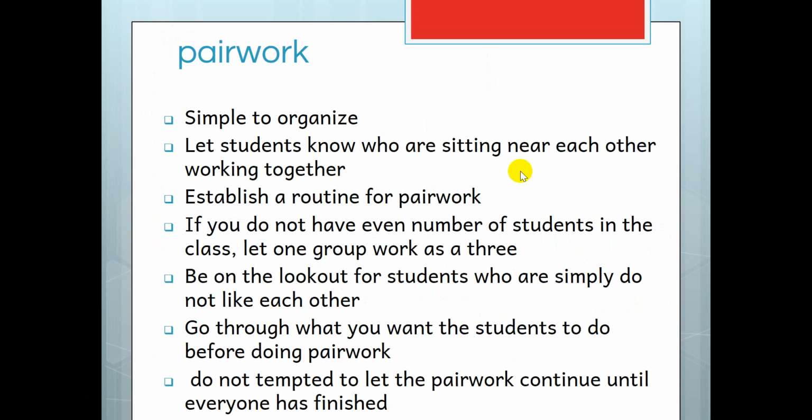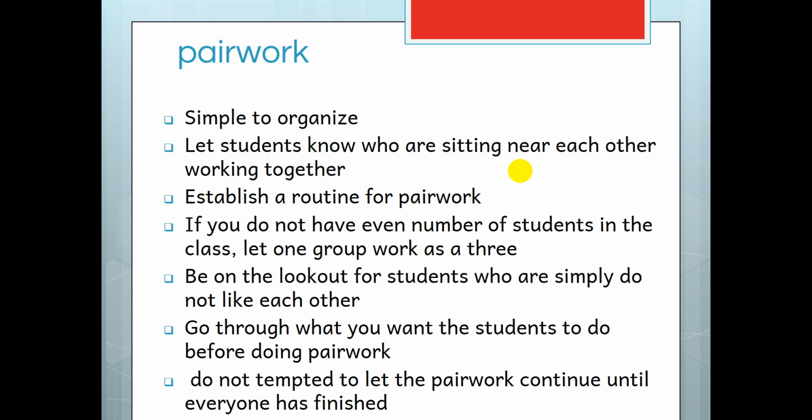If we want to create pair work, usually the easiest one is by pointing to students who are sitting next to each other. But you can also create other methods of pair work. Make sure they know each other. Do not force a student to work together with someone he or she is not comfortable with, or who they don't really know well. So we have to create a routine. Once they get to know their friends, it will be easier.